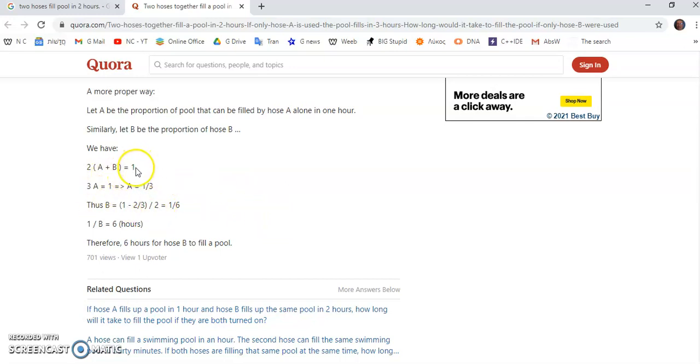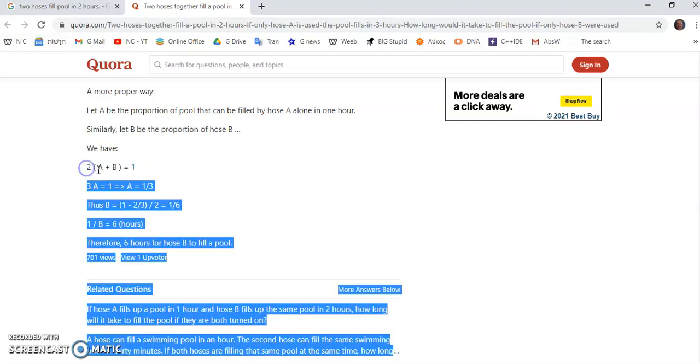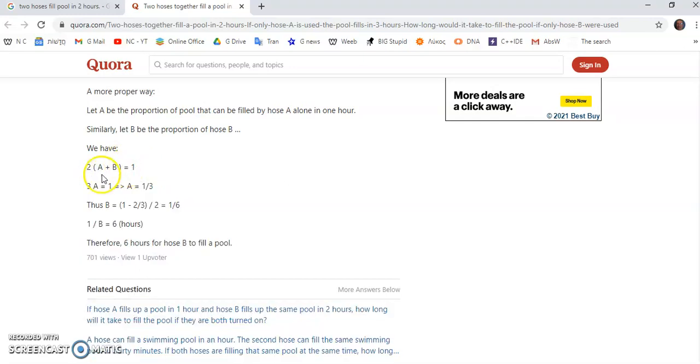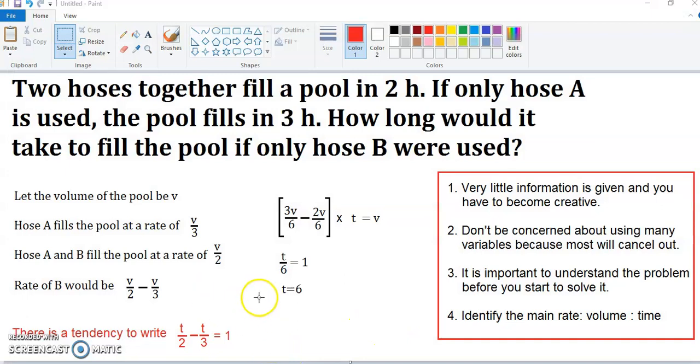But you tend to think to yourself, well, how does he get this answer here? Well, it's evident he doesn't understand it, because if A and B are proportions of the pool and you multiply it by the time, you're not going to get 1 hour time. You're going to get one whole pool, okay? The volume of one whole pool. So let's just get rid of that and look at the correct way of doing it.